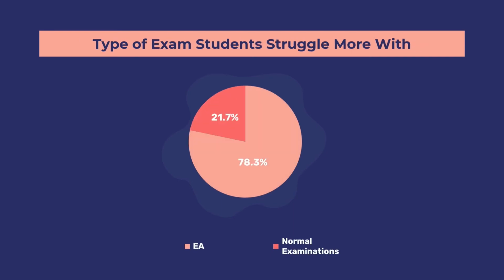The second question is to find out the type of exam students struggle more with. The pie chart here exhibits that most of the respondents, representing 78.3% of them, find EA is the type of exam they struggle more with, compared to normal examination, which is represented by 21.7% of the respondents.